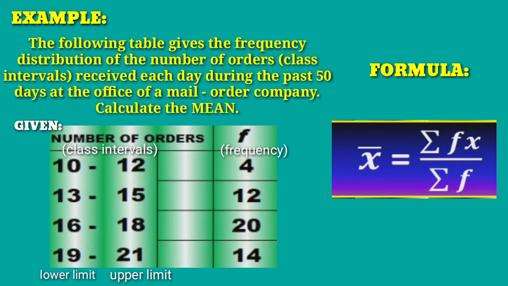Right, the given table is also called the frequency distribution table. The number of orders is also called the class intervals. The f is also called your frequencies. 10 to 12 is your first class interval with a frequency of 4. 13 to 15 is your second class interval with a frequency of 12. 16 to 18 is the third class interval with a frequency of 20. And the fourth class interval is 19 to 21 with a frequency of 14. Right, from the given frequency distribution table, we are now ready to solve for the mean.